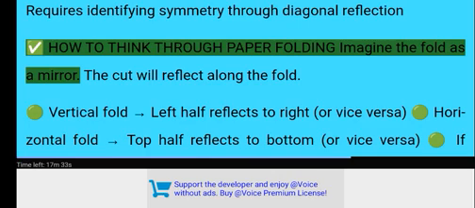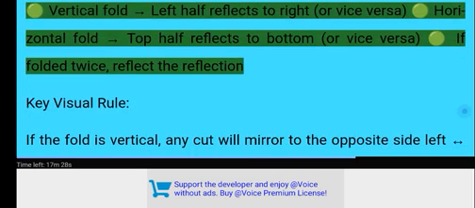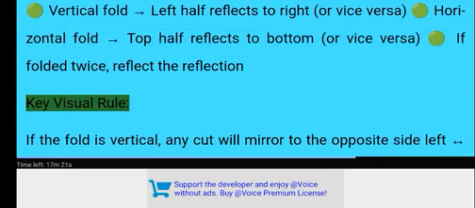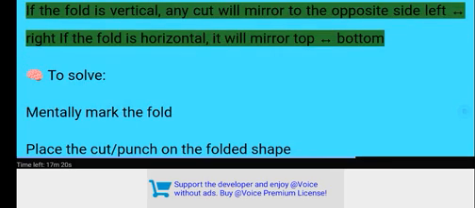How to think through paper folding. Imagine the fold is a mirror. The cut will reflect along the fold. Vertical fold: left half reflects to right, or vice versa. Horizontal fold: top half reflects to bottom, or vice versa. If folded twice, reflect the reflection. Key visual rule: if the fold is vertical, any cut will mirror to the opposite side, left to right. If the fold is horizontal, it will mirror top to bottom.